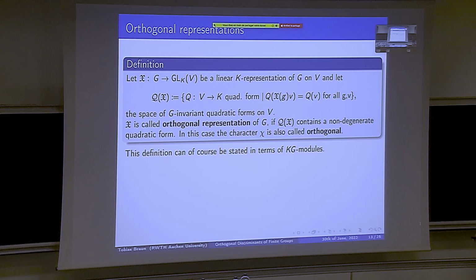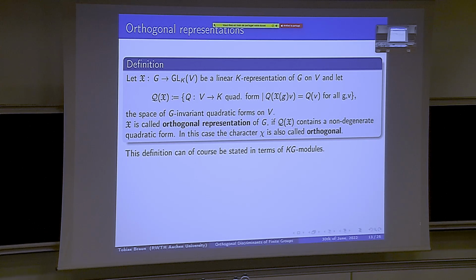So the definition at first looks quite a lot, but I'm just going to give the basic idea first. An orthogonal representation is just a usual linear representation as we've seen before in the representation theory part. But additionally, it has to fix a non-degenerate quadratic form on the vector space. That's the basic idea. So you not only have a KG module structure, but on this KG module, you also have additionally a quadratic form that is non-degenerate, and that is fixed by basically these matrices X of g in the image.